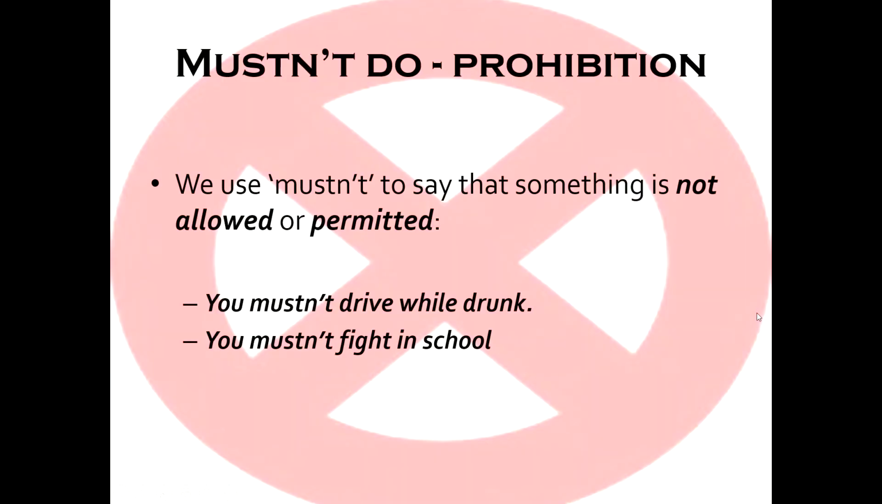Then we are going to take a look at this one, mustn't do. So the negative form of must. So this one indicates prohibition. We use mustn't to say that something is not allowed or permitted. You mustn't drive while drunk, of course. You mustn't fight in school. Okay, there's a prohibition to do that. Okay, there are rules against that.